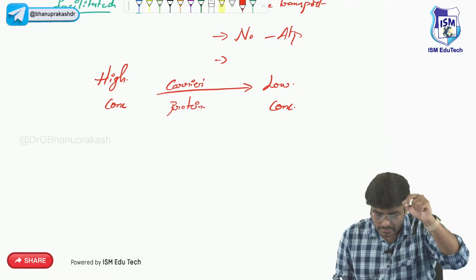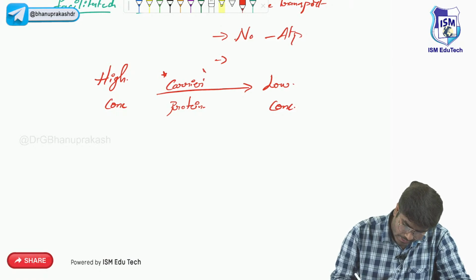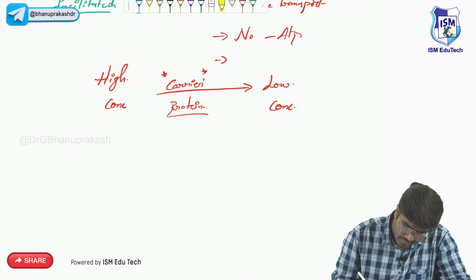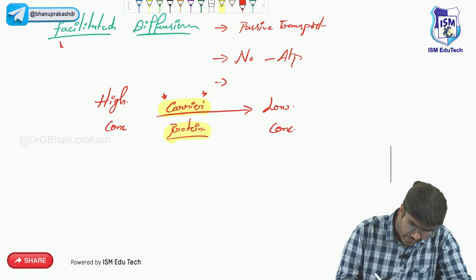But here, what do you need? You need a carrier protein mediated transport. So the direct MCQ in your exam is: carrier protein mediated transport is facilitated diffusion.